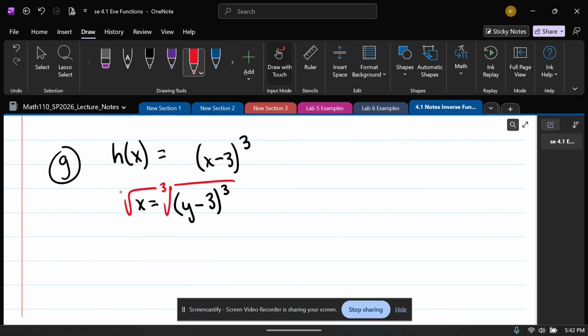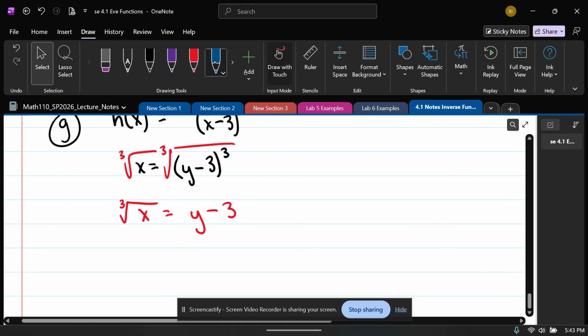The cube root has the little index of 3 up there on your radical. So we've got the cube root of x. And on the right-hand side, the cube root and the cubed cancel each other out, and that gets us just y minus 3. So we're one step away from getting y back by itself. What do we do next? Add 3. Yeah, simple addition of 3.